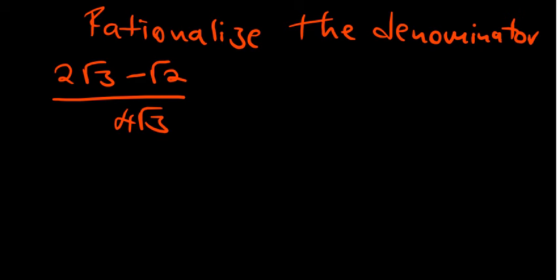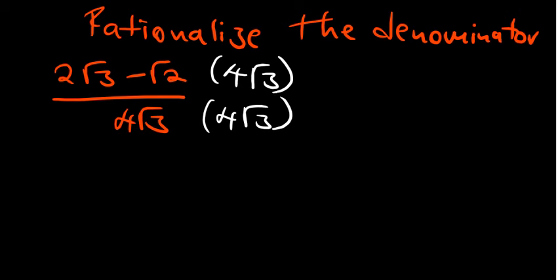Okay, so in this case, what we're going to do is we can just multiply by what is on the denominator itself. So 4 by root of 3. So whatever you multiply the denominator by, it should also be multiplied by what?